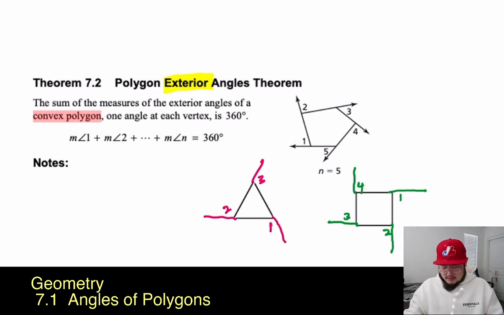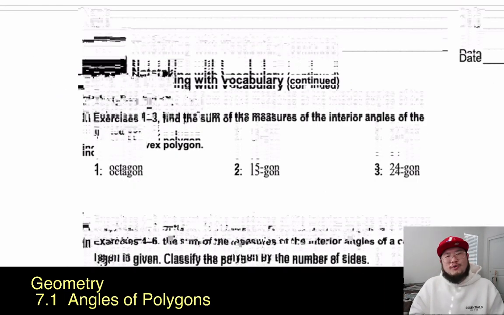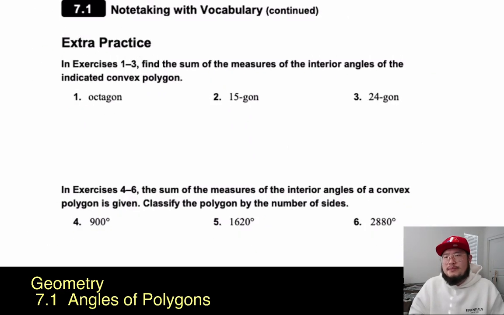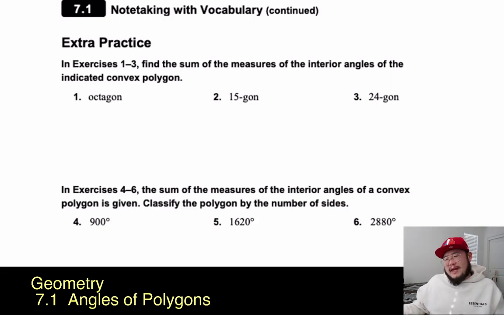All right, good deal. So now that's enough for us to solve some of these important questions in 7.1. Let's start off and take a look at number 1 right here. We'll look at the sum of the measures of the interior angles of the indicated convex polygon. So you have to remember what the names of some of these polygons are.